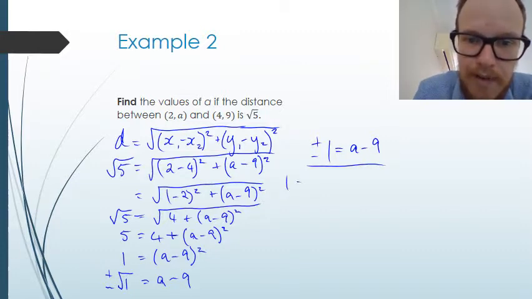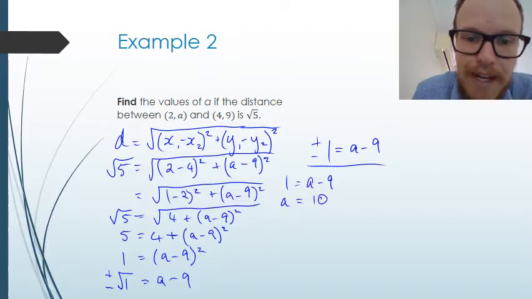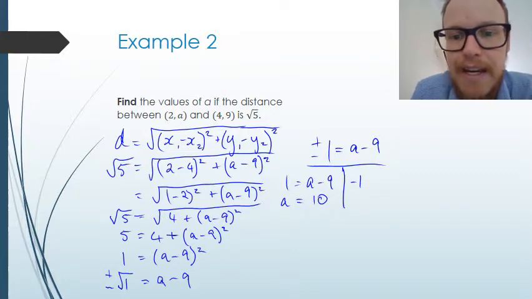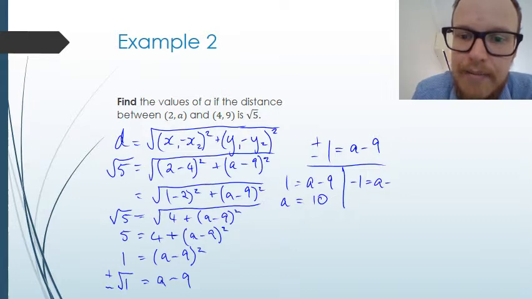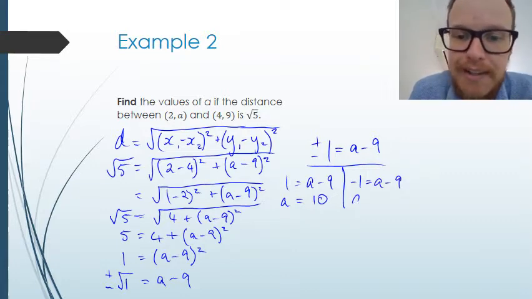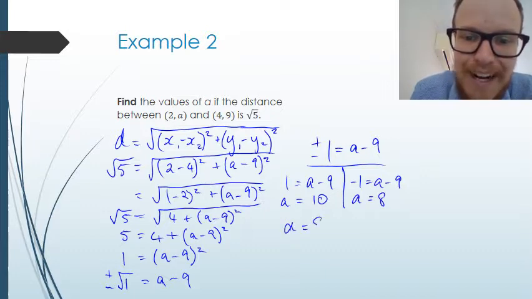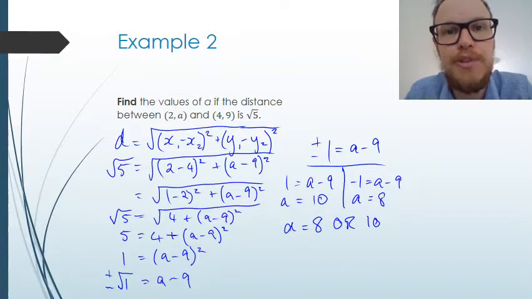So we can go 1 is equal to a minus 9. Now I can solve this by adding 9 to both sides. I get a equals 10. Might just make this a little bit smaller here. I can also have the 1 being negative. So negative 1 equals a minus 9. And then if I add 9 to both sides, I get that a is equal to 8. So a is equal to 8 or 10. It's equal to two values.